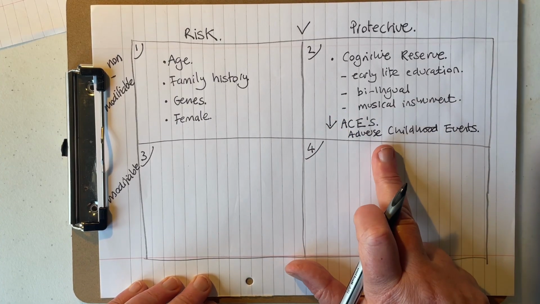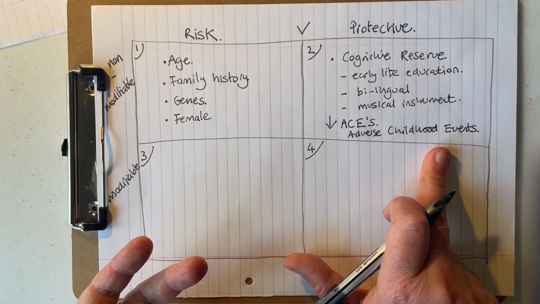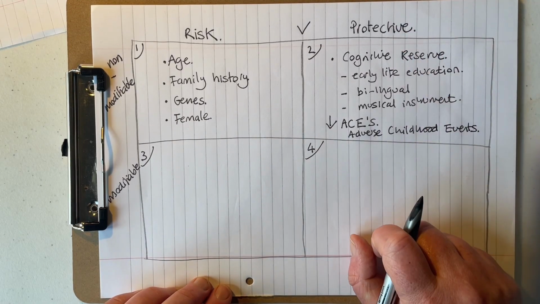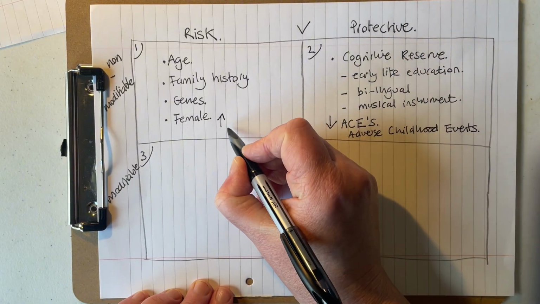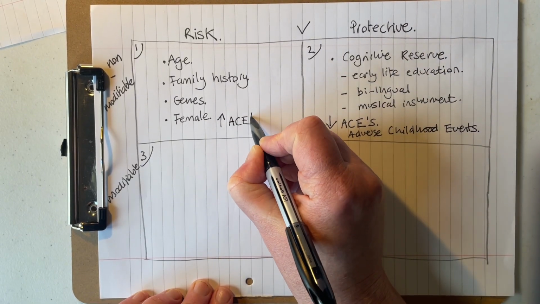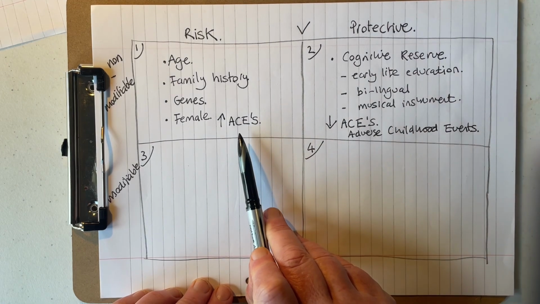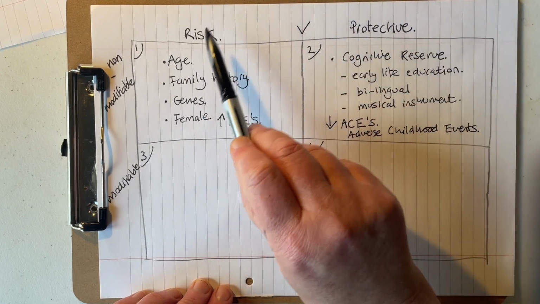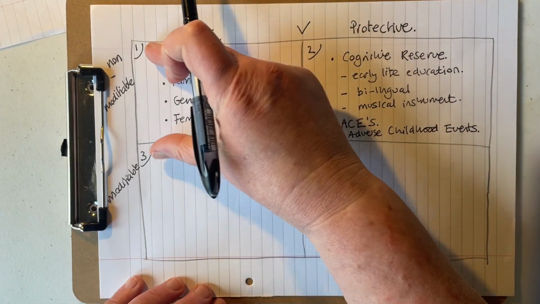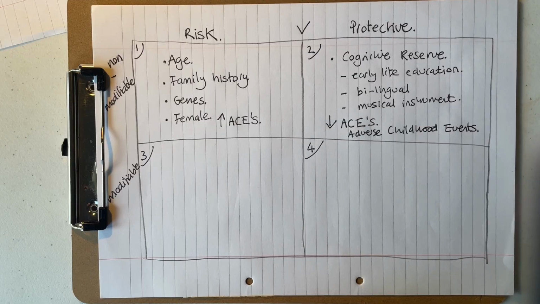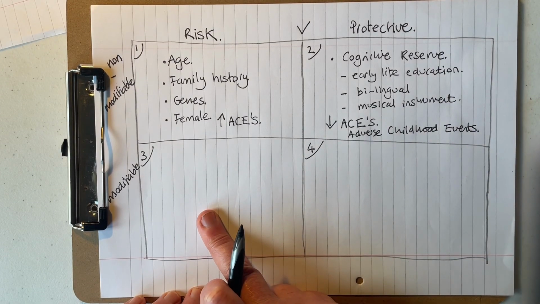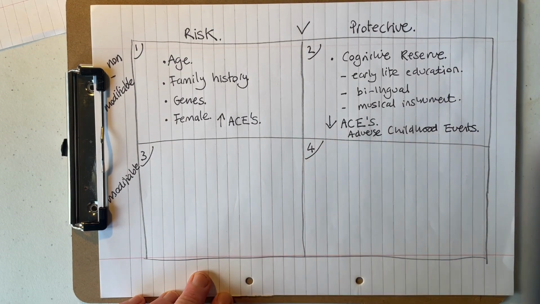So the lower the number of adverse childhood events you have, traumatic things that happened, the more protective it is for you. And equally over here, the higher the ACEs, the more trauma you had when you were a child, the higher the risk. And because this is non-modifiable, there's nothing you could do about it. It's what happened to you in childhood. Okay, so let's go again and look at risk factors that are modifiable.